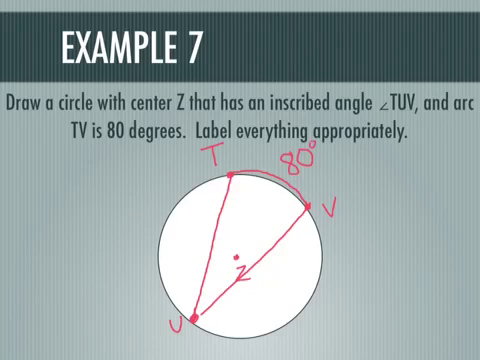And then it says label everything appropriately. Well, the only other thing I can really see to label would be angle U. What would angle U be? 40. Yep, half of that, which is 40. Yeah, that one wasn't too bad, right? Just seeing if you can follow directions.